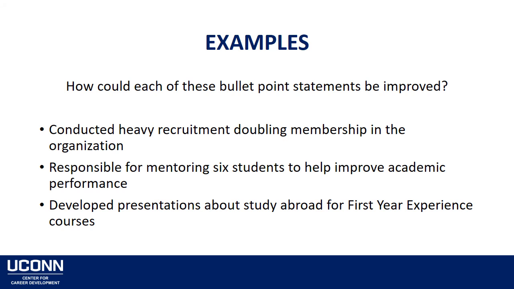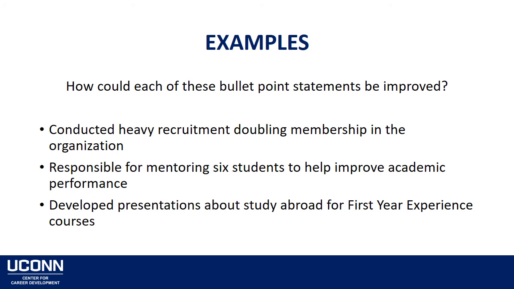The next example says, responsible for mentoring 6 students to help improve academic performance. This bullet could get rid of responsible for and just start with mentor. You don't have a lot of time or space, so get to the point. How did this person mentor? Did they meet one-on-one or in a group? How often did they meet? How much did the students' academic performance improve?